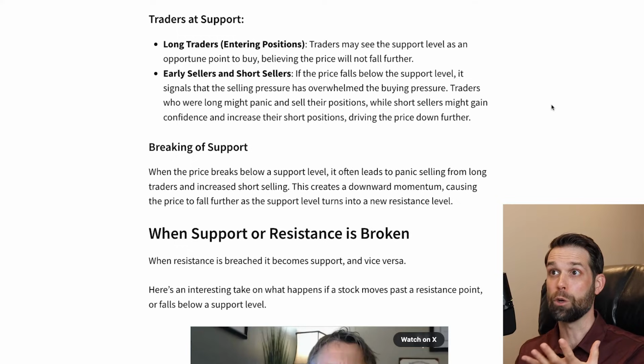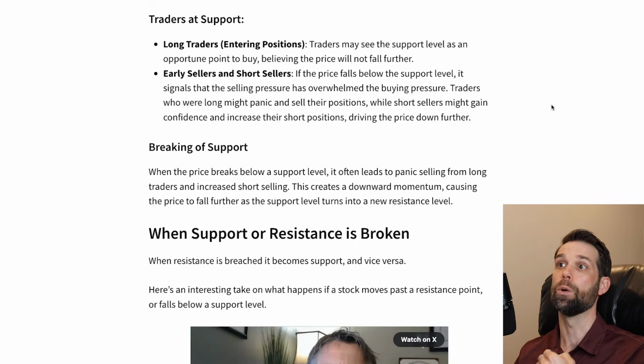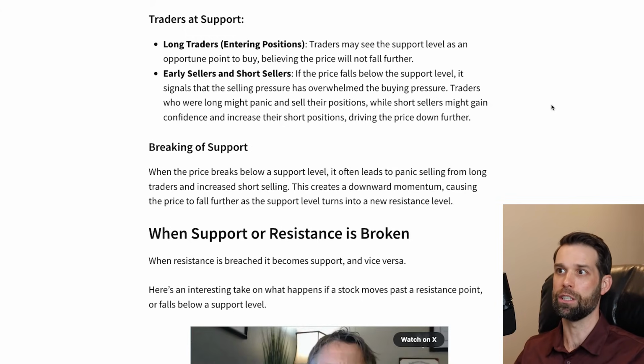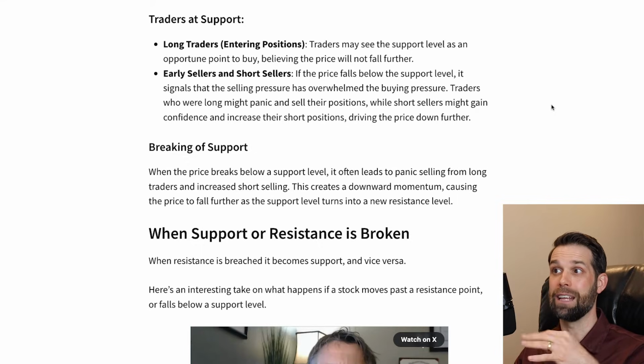But if support doesn't hold, you've got early sellers and you've got short sellers potentially in that scenario. So if the price falls below the support level, it signals that the selling pressure has overwhelmed the buying pressure, and traders who were long might panic and sell their positions, while the short sellers might gain confidence and increase their short position, driving down the price. So the breaking of support, when price breaks below a support level, it often leads to panic selling from long traders and increased short selling. This creates some downward momentum, causing the price to fall further.